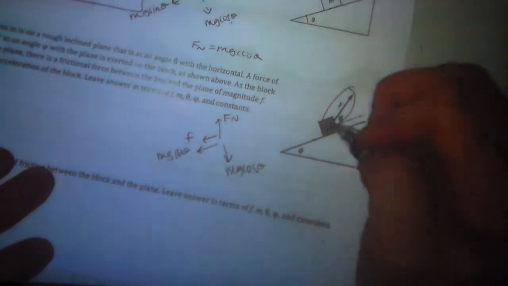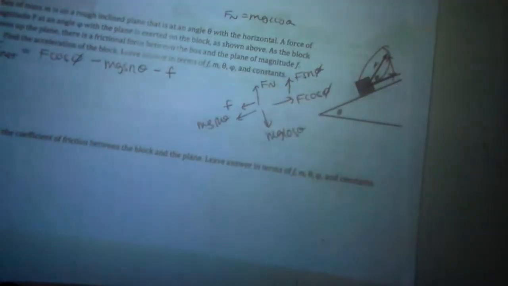The only difference is that the force is not along the ramp, so I need to break this one up. It's pushing both up out of the ramp and along the ramp. This would be the adjacent side, so F cosine, and F sine is up out of the ramp like that. They are not balanced because it says it's accelerating. So F net is F cosine, and then I need to subtract both of these: minus mg sine and minus the force of friction.